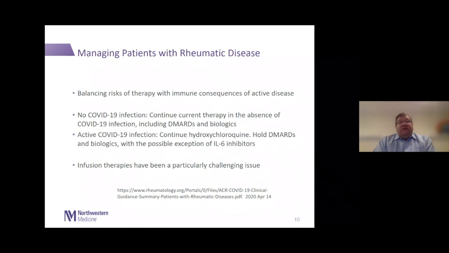I will note that infusion therapies have been a particularly challenging issue for us. Many of our patients receive infusions of biologic therapies.